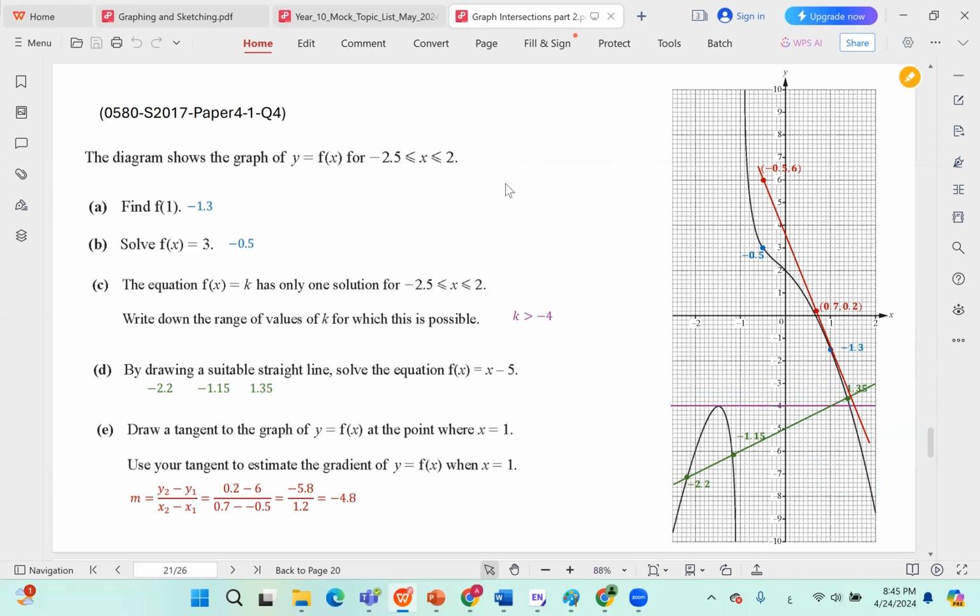By drawing a suitable straight line, solve the equation f of x equals x minus 5. So of course here we have to draw the line y equals x minus 5. We can put x as 0 and 1. Y will be -5 and -4.